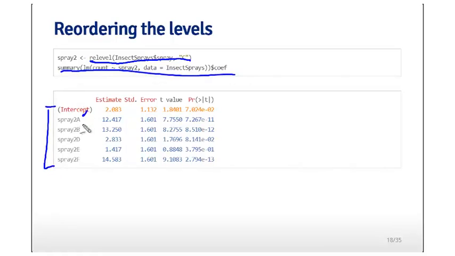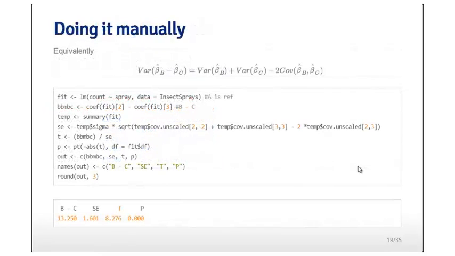Notice there's an effect for A, B, D, E, and F, and an intercept, and C is the one that's omitted. Now this 12 is the subtraction between spray A and spray C. And so your p-value is interpreted as a comparison relative to spray C. And then just because I'm this kind of person and I like to futz around with things at this level, you could actually figure out how to do it manually.